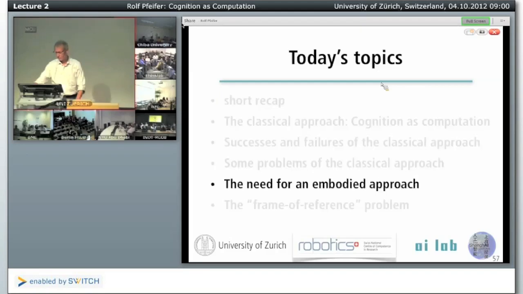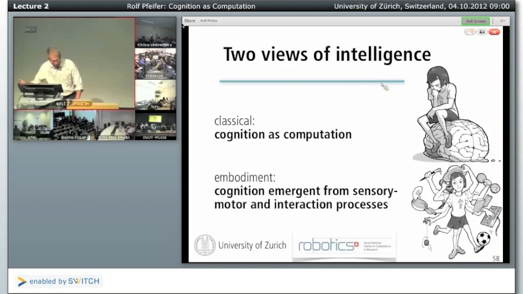Okay, so we need an embodied approach, and we basically looked at this. So there are problems with this, and what we do from now on is we look at this embodied approach, cognition as emergent from sensory motor and interaction processes. I think I will take another 3-4 minutes just to finish up these topics, and then we will take a short break.